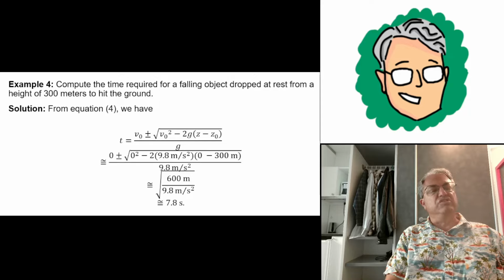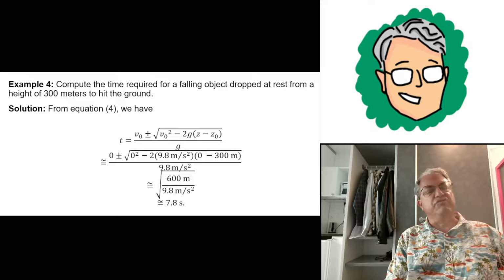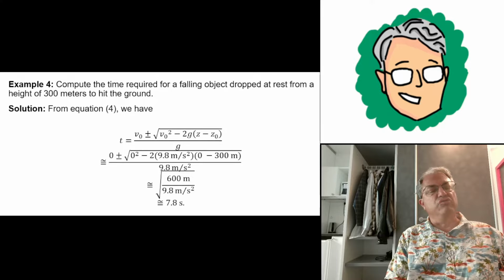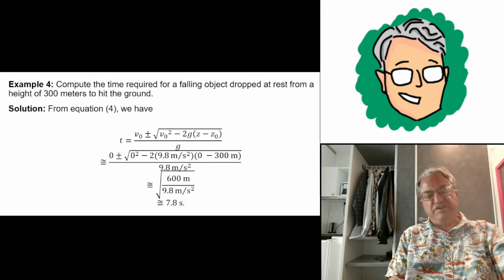Well, you just plug in equation 4, the ugly one, and in this case, v naught is 0, so you just plug in the numbers here. I simplified it a little bit on the third line. Whenever you do this, you always get the square root of 2h over g. So in this case, you get the square root of 600 meters divided by 9.8 meters per second squared, which works out to be about 7.8 seconds. So it would take about 8 seconds for a ball to hit the ground from the top of the Eiffel Tower.